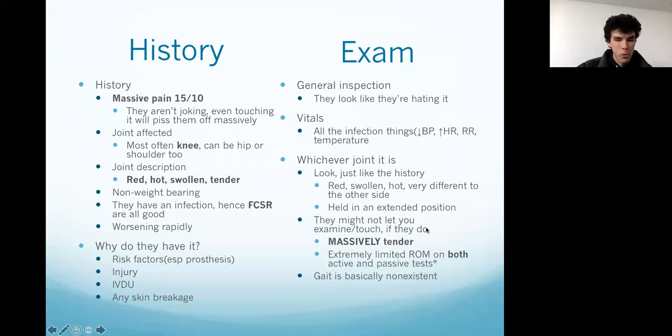They're probably not going to let you examine them. And if they do, you'll find them massively tender and they'll probably stop you. They get extremely limited range of movement on both active and passive tests. This is here because with something like a bursitis, active movement might be affected, but passive should be okay. And gait, they're not going to walk on it. They'll be non-weight bearing, which is actually a really big sign. If someone's not weight bearing, you should be extremely worried about the quality of their joint. Something bad is definitely happening.